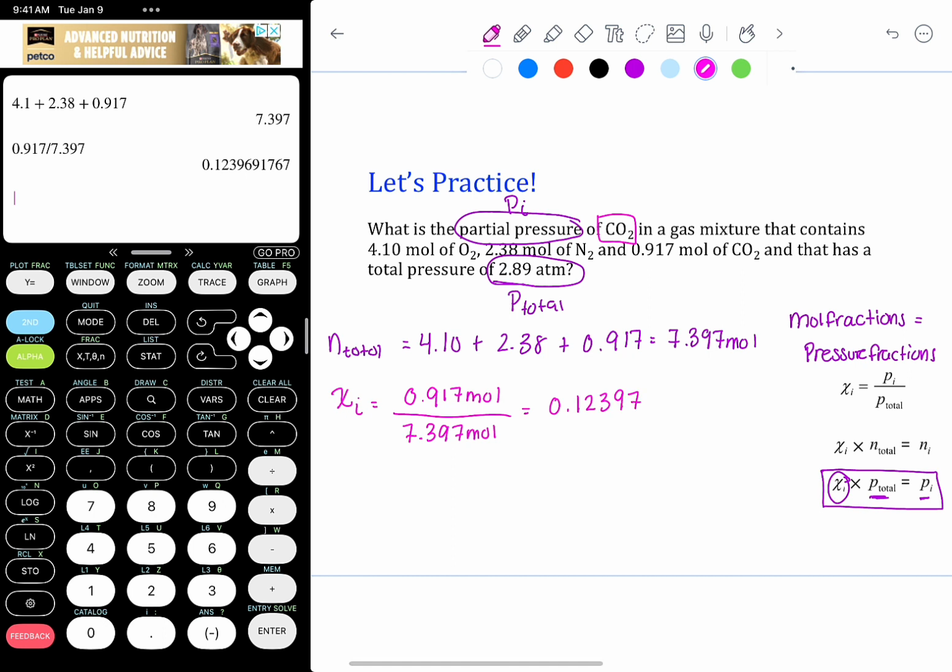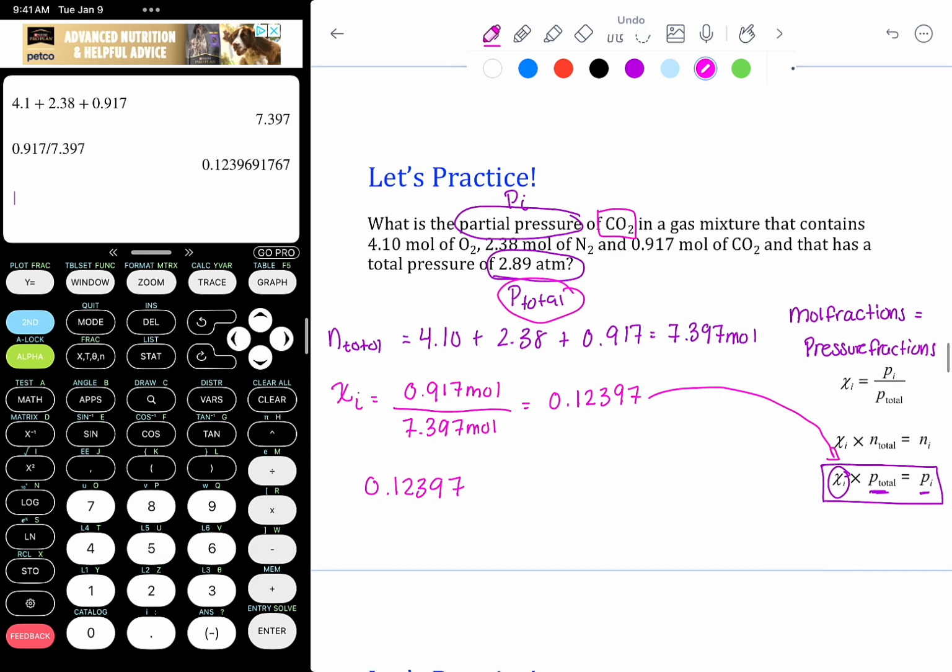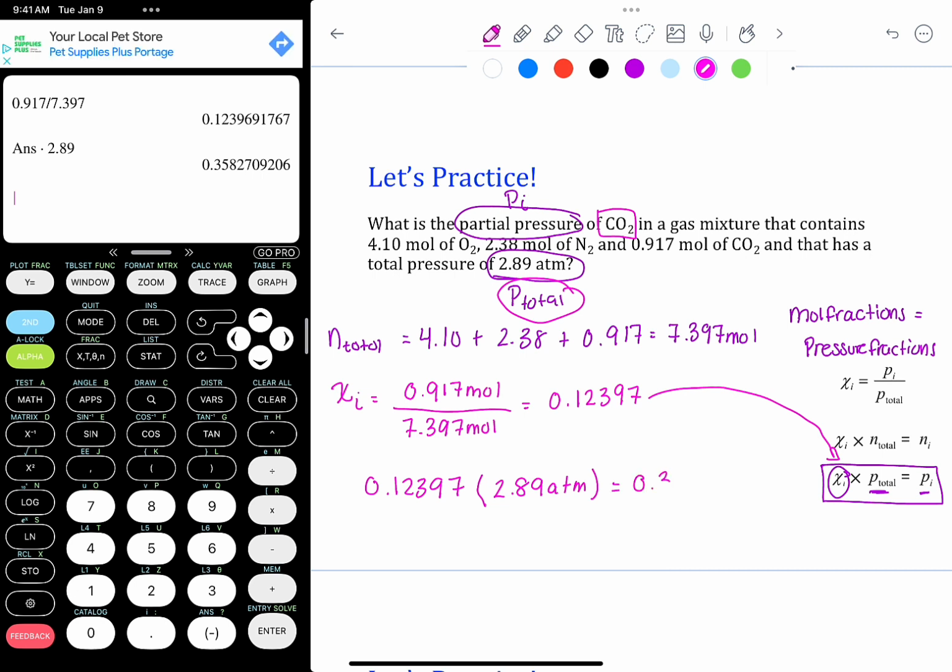Okay, so we have chi, we have P total. We can now take chi, 0.12397, multiply it, not even going to show an x, I'm just going to show it in parentheses, multiply it by 2.89 atm. So we do that times 2.89. We get the partial pressure of CO2 to be 0.358 atm.